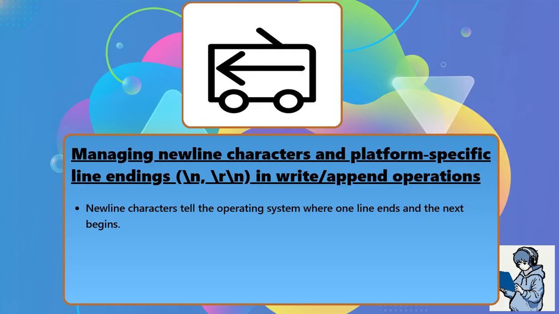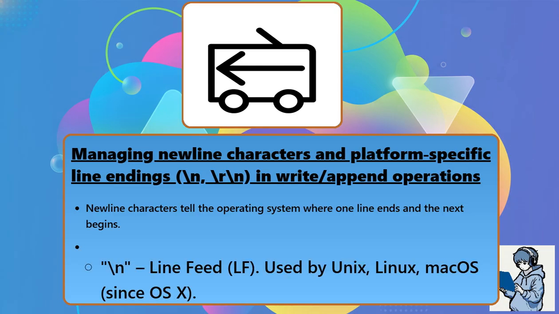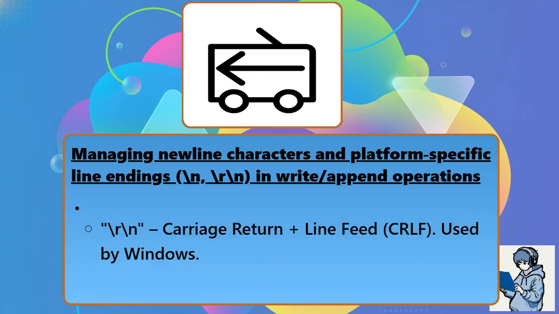Newline characters tell the operating system where one line ends and the next begins. \n, line feed, is used by Unix, Linux, and macOS since OS X. \r\n, carriage return plus line feed, CRLF, is used by Windows.